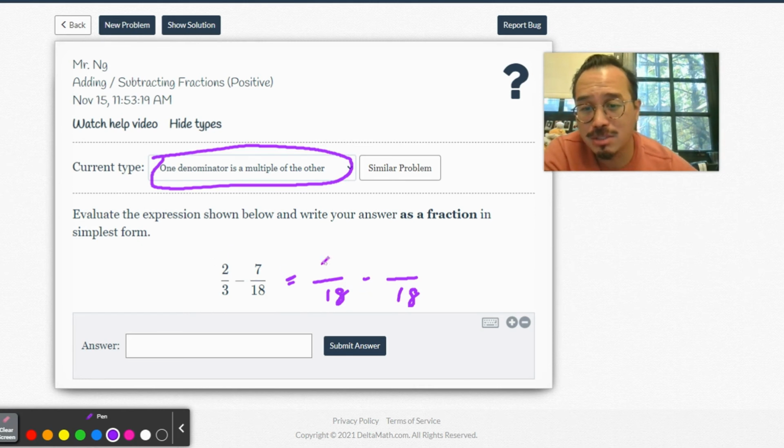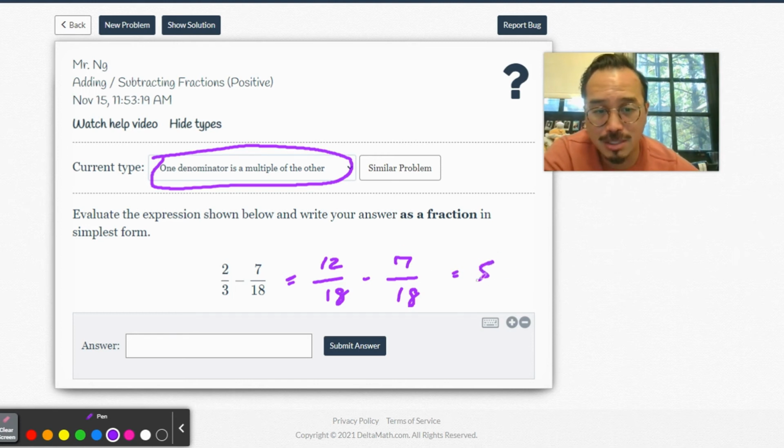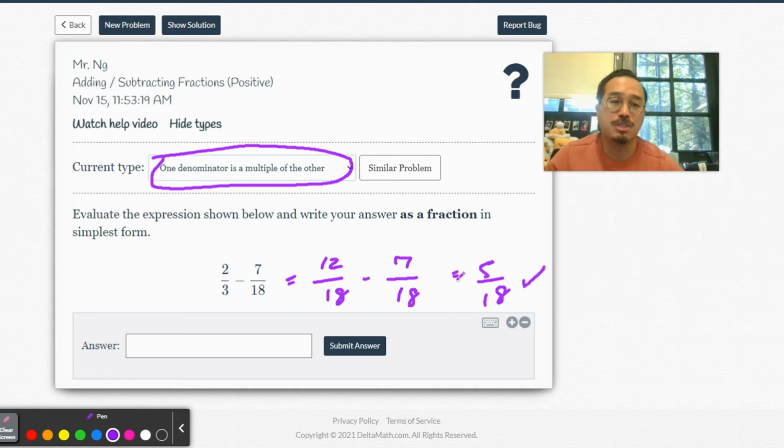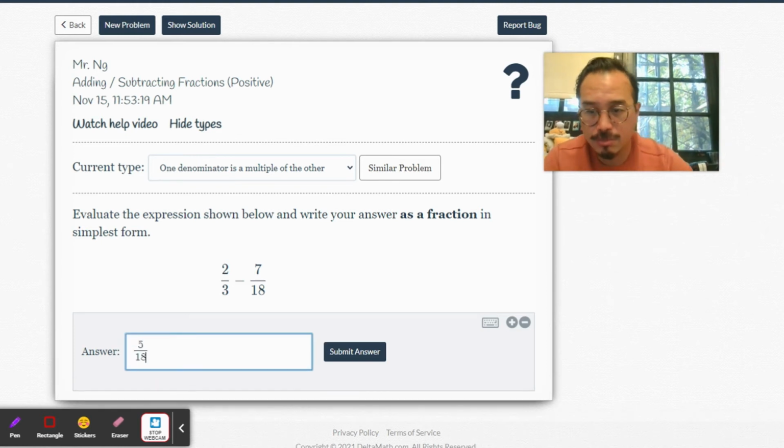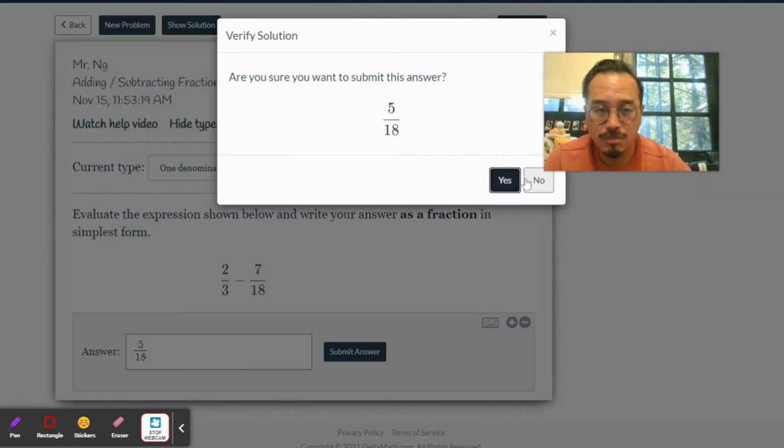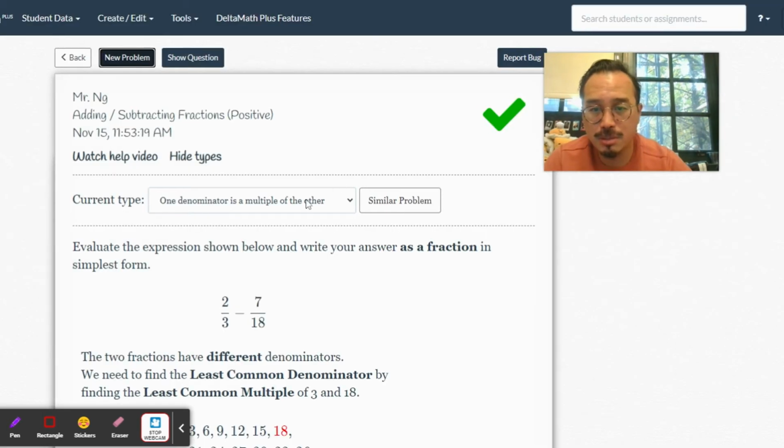3 times 6 is 18, so 2 times 6 is 12. 18 times 1, so that's 7 over 18. Subtract, that's 5 over 18. Anything to reduce? No, right? That's simplest form. So let's type that in, 5 over 18. Okay, and that's it. All right, one more.